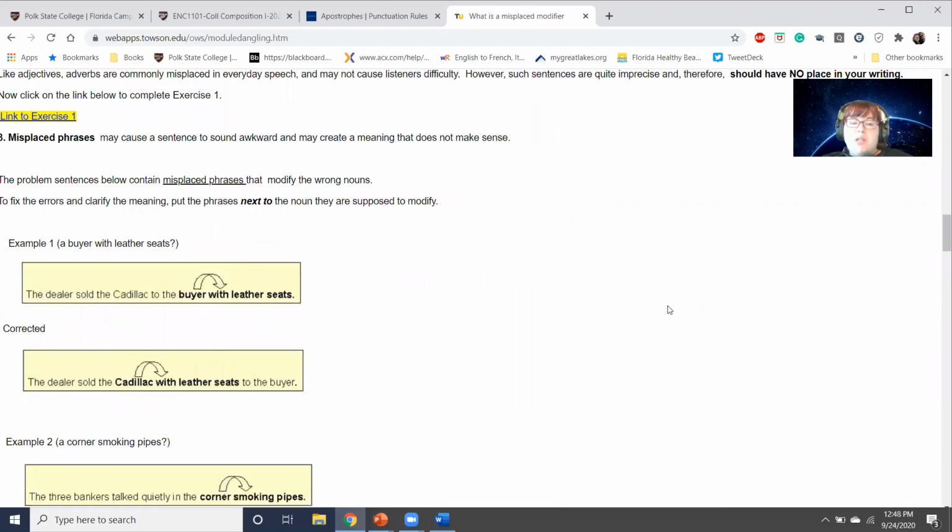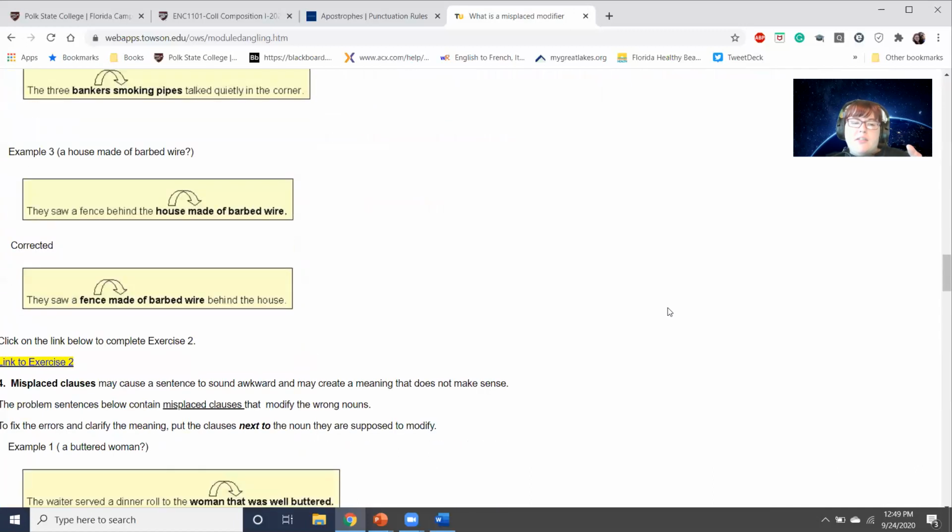We'd also have misplaced phrases. So the dealer sold the Cadillac to the buyer with leather seats. In this case, with leather seats is our misplaced phrase. And it makes it sound like the buyer has leather seats when we mean the Cadillac does. So it'd be better to say the dealer sold the Cadillac with leather seats to the buyer.